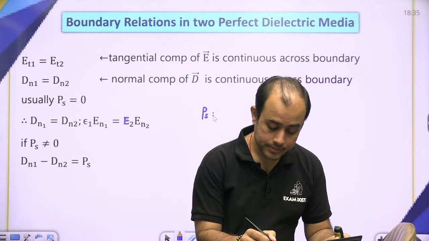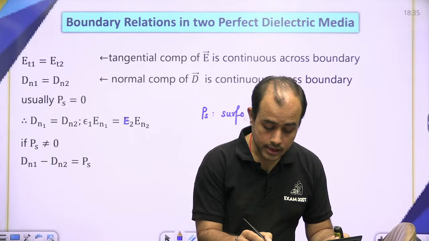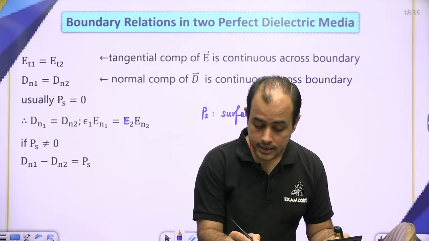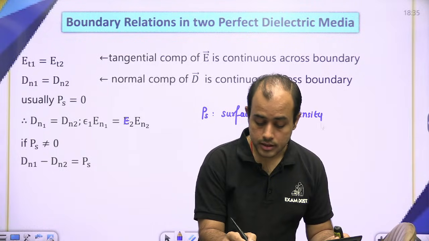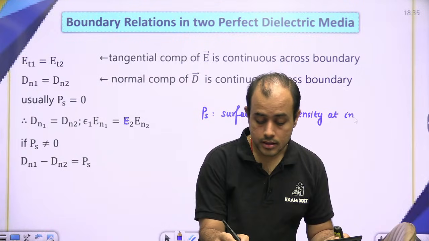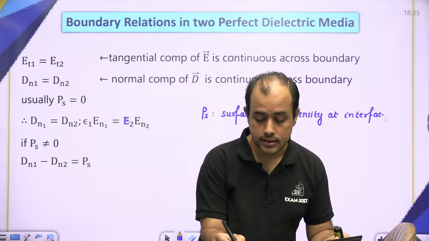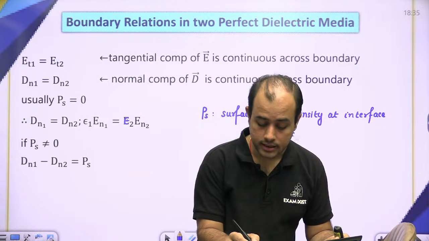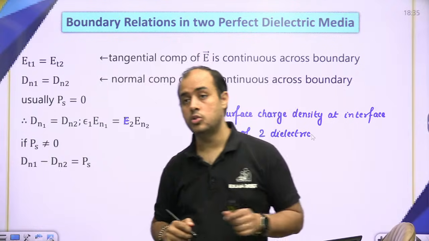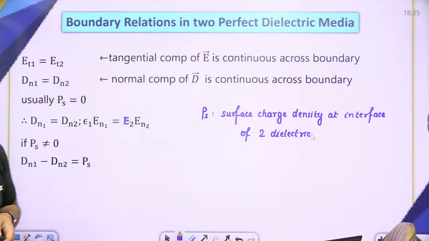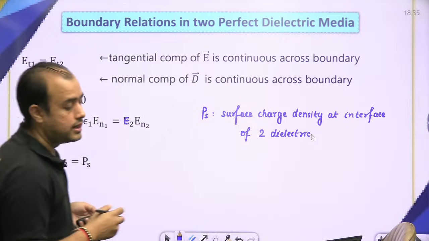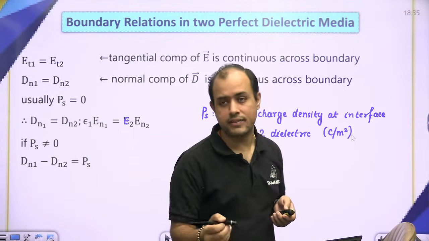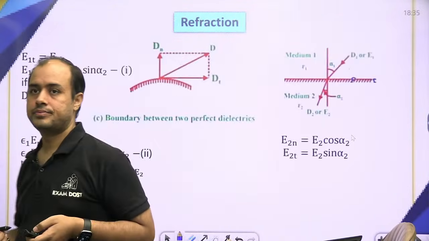Now rho s is the surface charge density at the interface of two dielectrics. So if you have a certain surface charge density at the boundary of two dielectrics, then DN1 is not equal to DN2, but DN1 minus DN2 is rho s. ठीक है, तो DN1 माइनस DN2 क्या होगा? rho s होगा अगर बीच में कोई चार्ज डेंसिटी है. वैसे तो ऐसा होता नहीं है, but still.